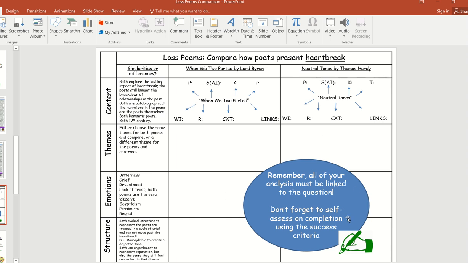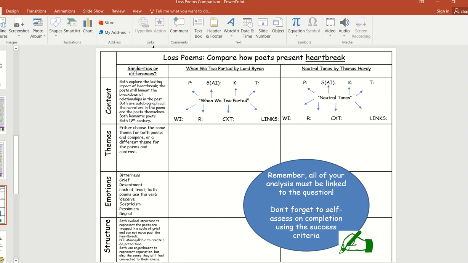And then what we will practice is using these to write up essays. So essentially, all we would need to do is write a comparative PEEL paragraph on the content, talking about both of these quotes, a comparative PEEL paragraph on the themes, talking about both of these, comparative on emotions, and comparative on structure. So it's just a really good way to get it straight in your head before you come to put it together as a complete essay.